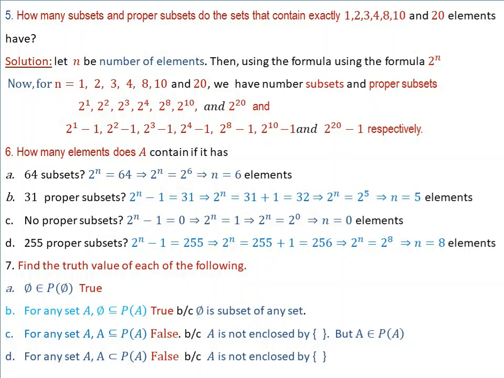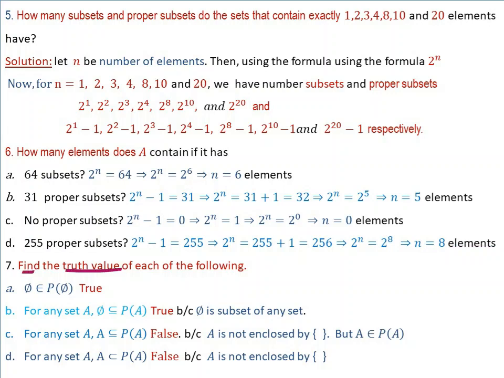D, 255 proper subsets. Using the number of proper subsets of the given set, we have the formula 2 to the power of n minus 1. Here the number of proper subsets is given as 255, therefore 2 to the power of n minus 1 is equal to 255. Then adding 1 to both sides, we have 2 to the power of n is equal to 256. But 256 is 2 to the power of 8, then 2 to the power of n is equal to 2 to the power of 8. As a result, n is equal to 8 elements. Number 7.